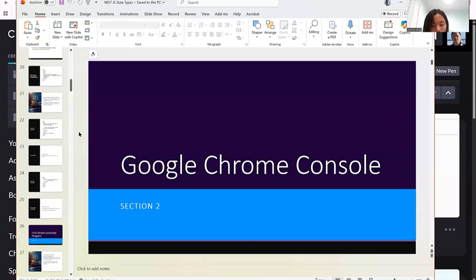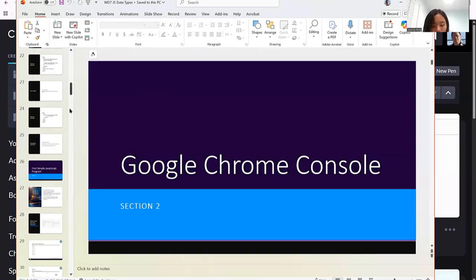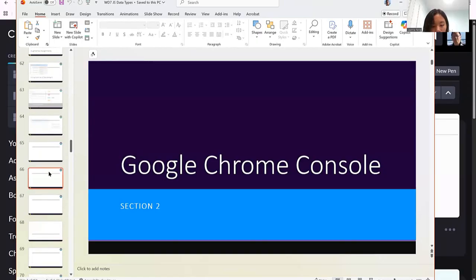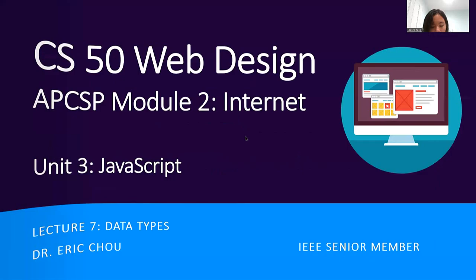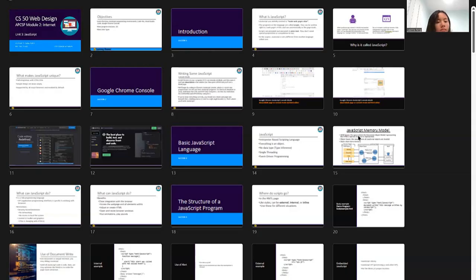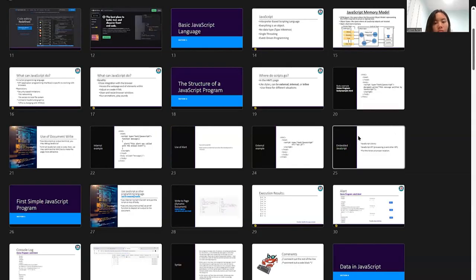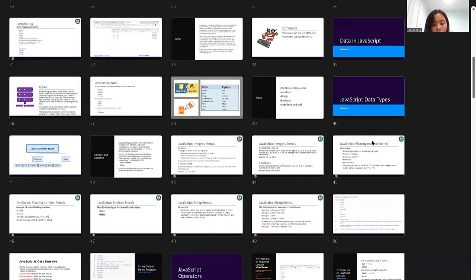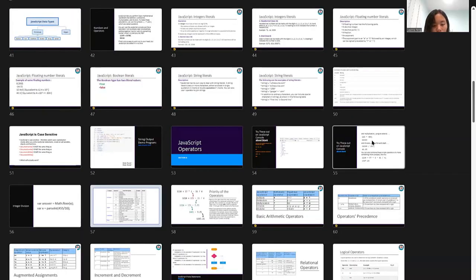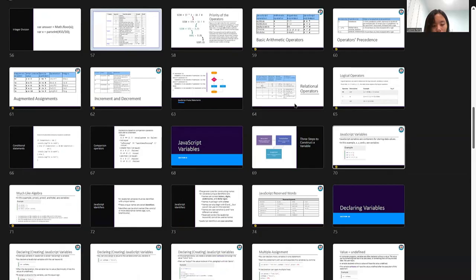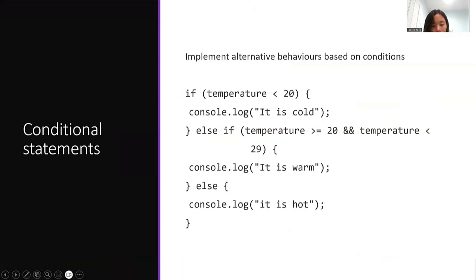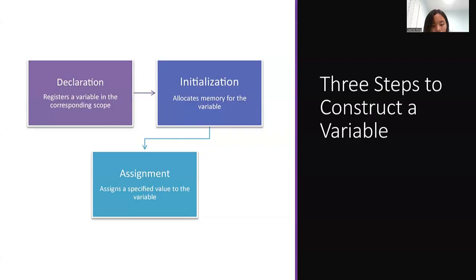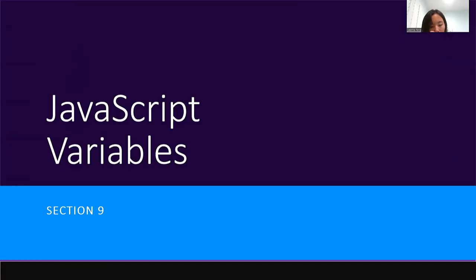Okay, we finished that. So let's go back to last time. We actually finished the so-called data types, and we worked on the operators last time. Today we are going to look at, last time we finished these logical operators. So we are going to look at variables.